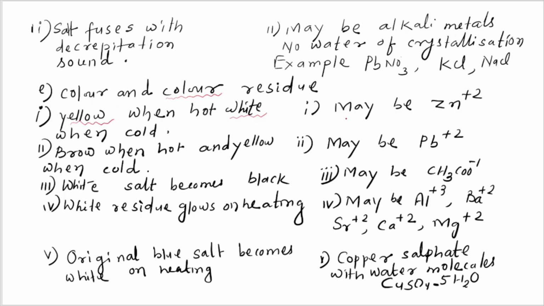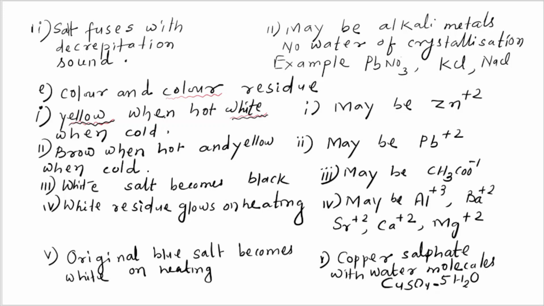It is maybe Zn plus 2. That means if you observe this, you can be sure of Zn plus 2. Here you can observe that some basic radicals you can guess. If it is yellow color when hot, white color when cold, it may be zinc. That means there is a 50% chance, and you can confirm by the wet test.